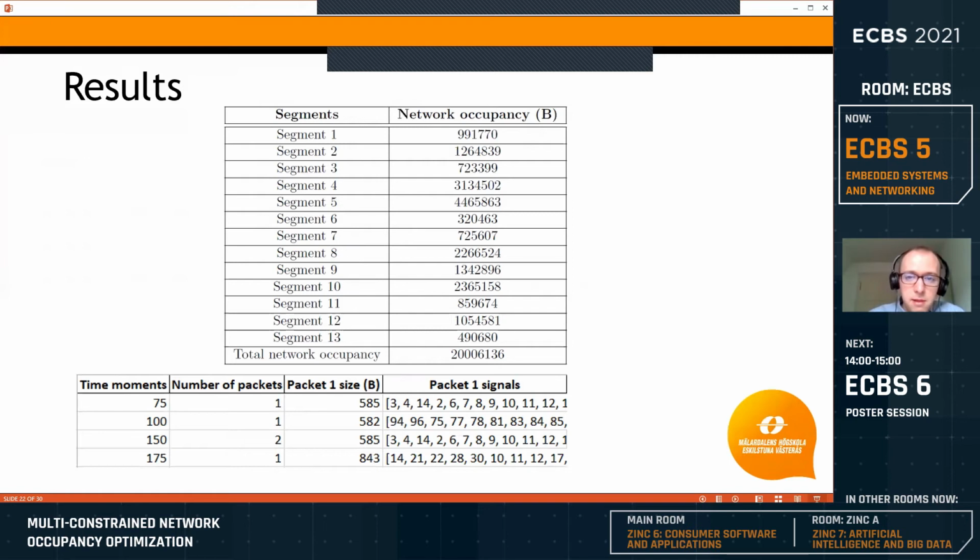And the second table shows a packing schedule, which consists of time moments, and in every time moment we have the number of packets that are created, and for every packet we have the packet size and a list of signals that are packed.